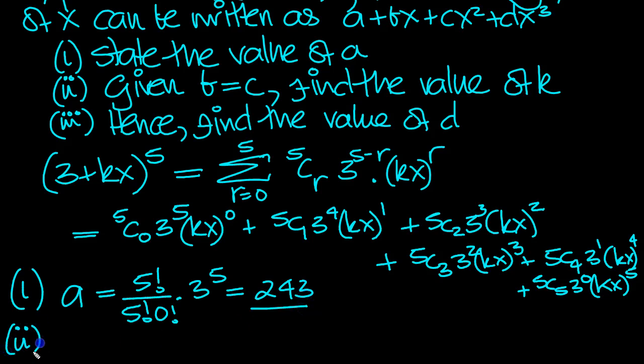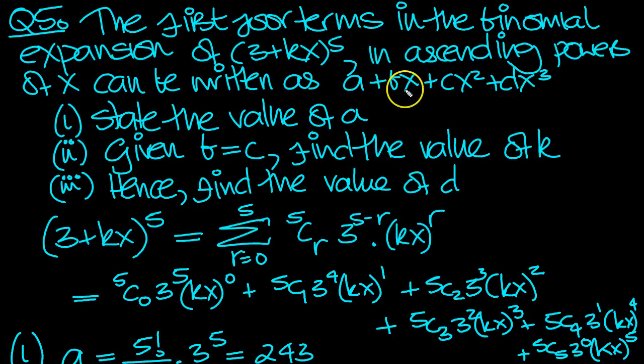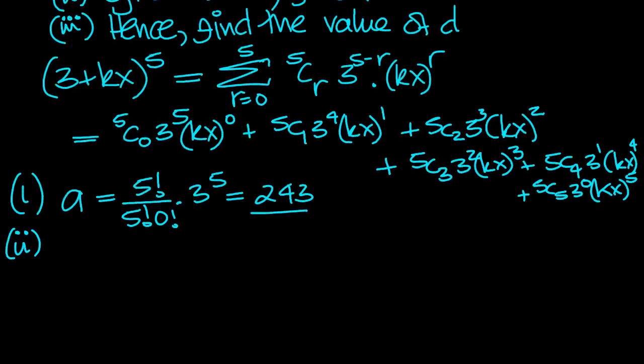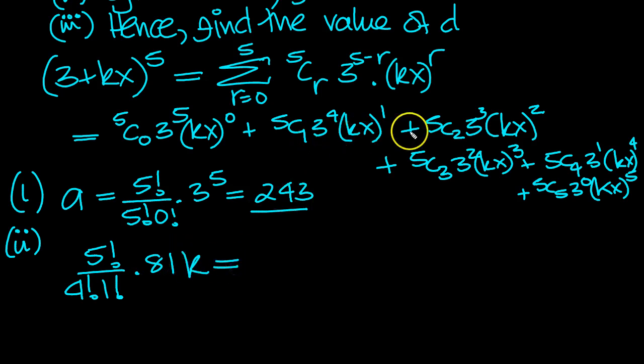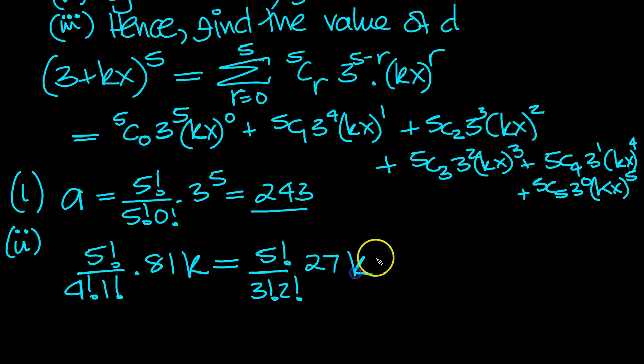Part 2. Given that b equals c, the coefficients of x and x squared are equal to one another. So the coefficient of x is 5 factorial over 4 factorial 1 factorial, times 3 to the 4, which is 81, times k. That is equal to the c term, isn't it, in x squared: 5C2 over 3 factorial 2 factorial, times 3 cubed, which is 27, and then k squared.